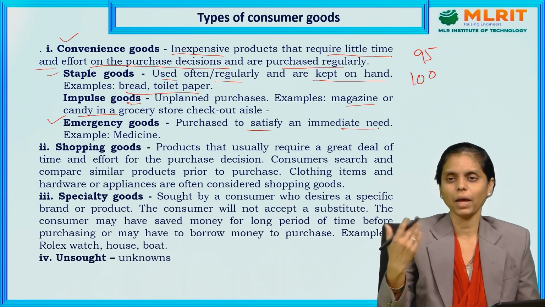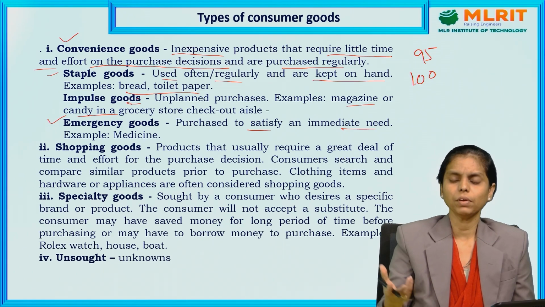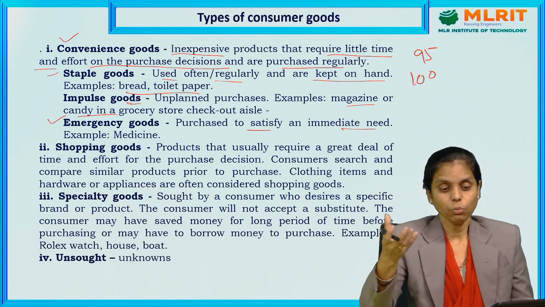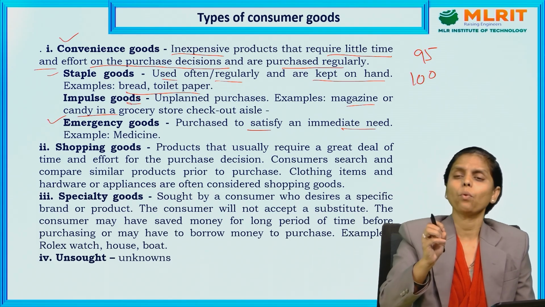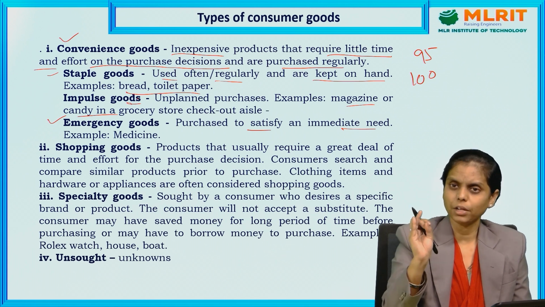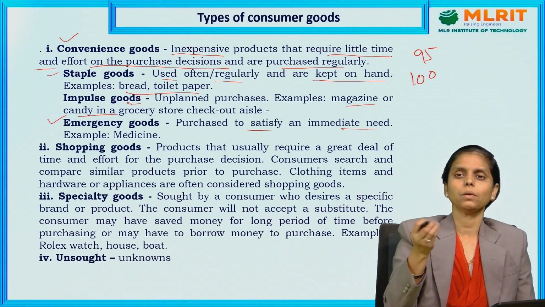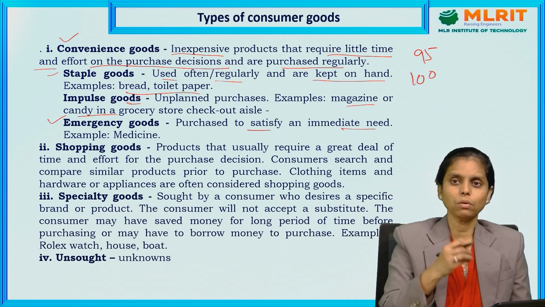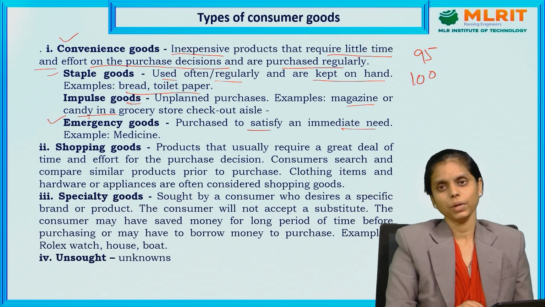For example, I went outside, suddenly it started raining. What generally will we do? Somebody is selling umbrellas there. I don't inquire about the price, the quality, or the brand of that umbrella, etc. Immediately we will buy that umbrella. That we will call emergency goods. These are the three basic convenience goods that we have.